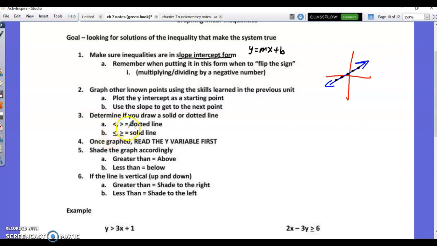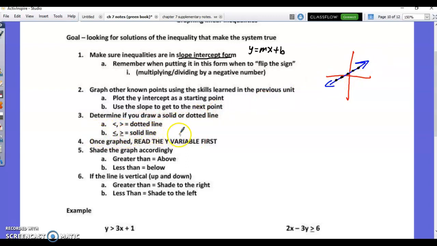The reason we put it as dotted is because points that are on a dotted line would be a solution to a line, but not that inequality. It could be everything but that. Whereas if it's an or equal to, it would include the points on that line.